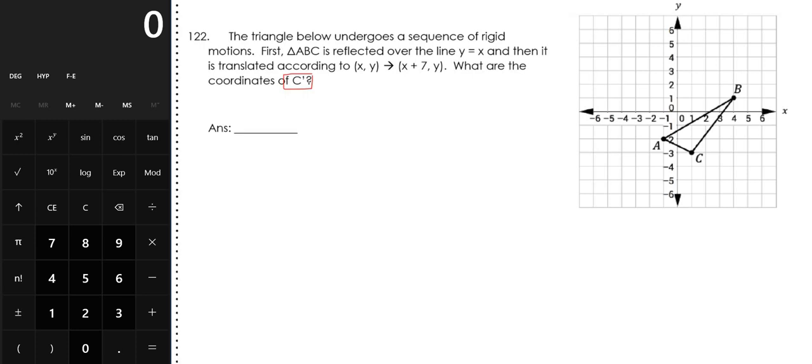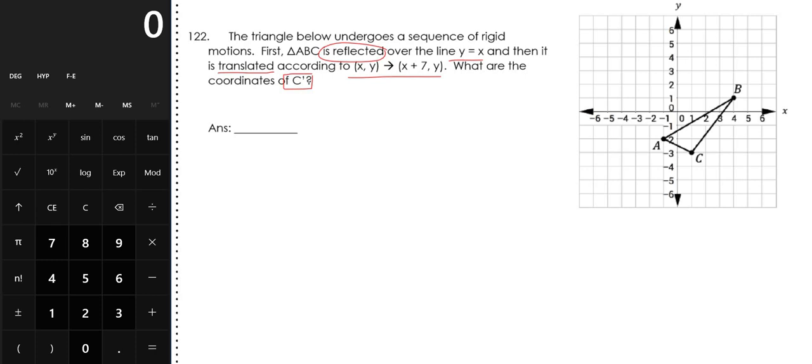There are two transformations that happened here. The first one was a reflection over the line y equals x, and then your image was translated according to this rule. They want your final answer. What happens after both of these transformations took place?